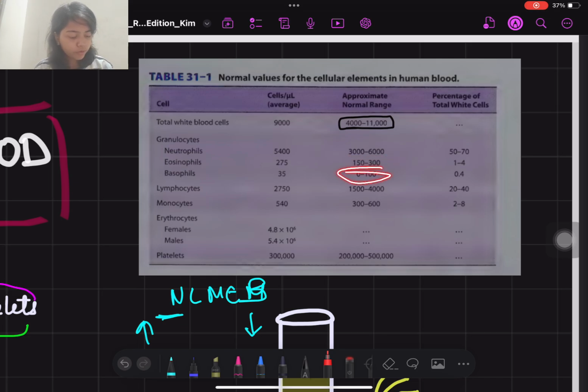Then our erythrocytes, which are your RBCs. So in males 5.4 million, in females around 4.8 million. Platelets will be around 2 lakh to 5 lakh. Okay.